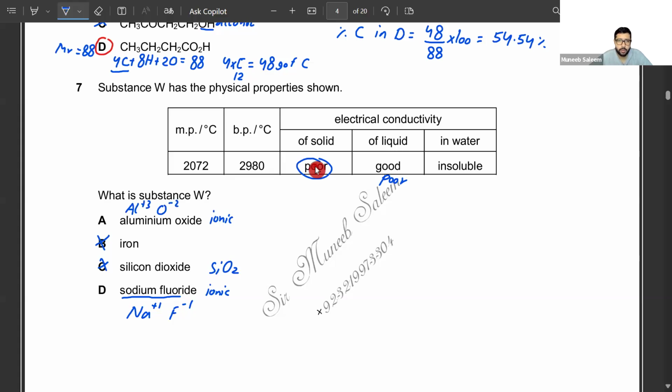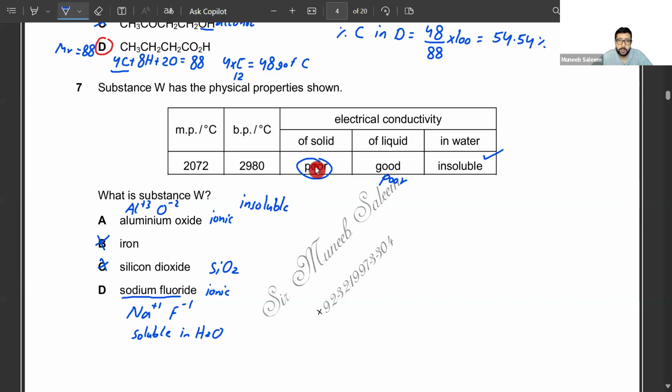There is a very strong ionic bond in the aluminum oxide because of very high charges present both on the metal and the non-metal. On the other hand, sodium fluoride has only one charge on sodium, and also one charge on the fluoride. That means if you try to dissolve NaF into the water, it will be soluble. NaF is soluble in water, but aluminum oxide is insoluble because of the very strong ionic bond present within the aluminum oxide. So if we match these details present in the table, we see that it is insoluble in water.